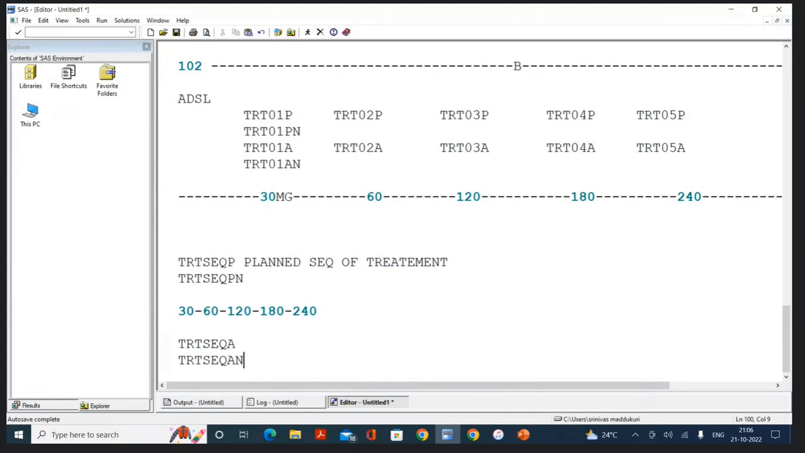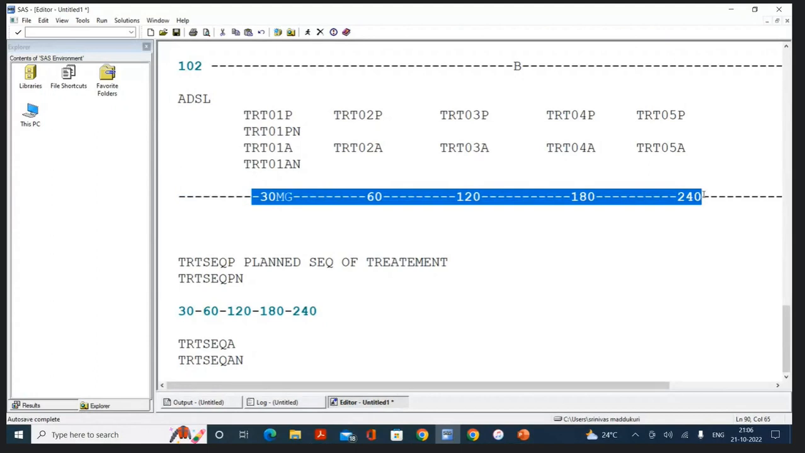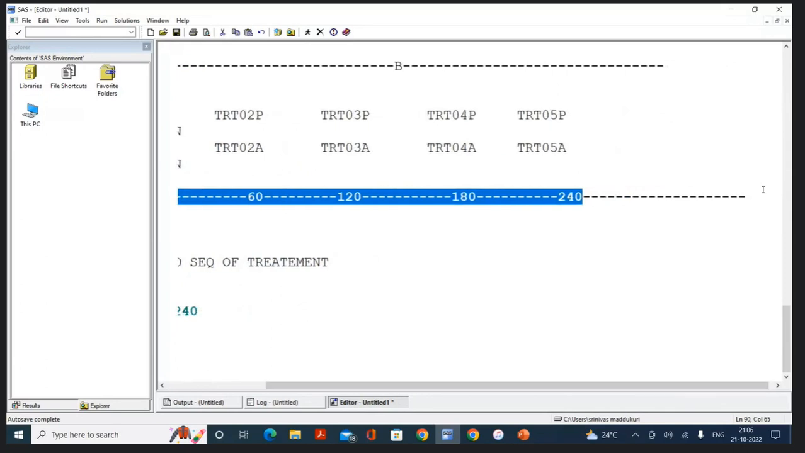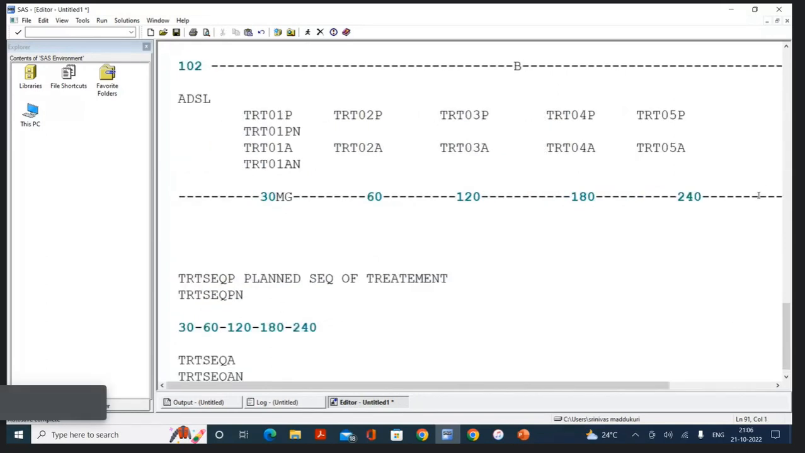Yes, sir. Now tell me, if this is the example study, how many treatments do I have? 5 treatments. Now, what I want to do, I do not want to analyze individual treatments. According to the sponsor, he asked me to keep 30-60 into one population group, 120-180 into one group, and 240 as one group. So instead of going with single individual treatments, I'm going to pool them together.